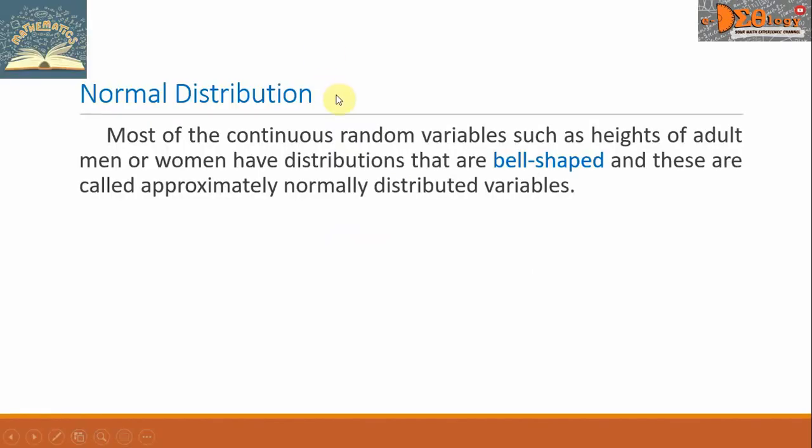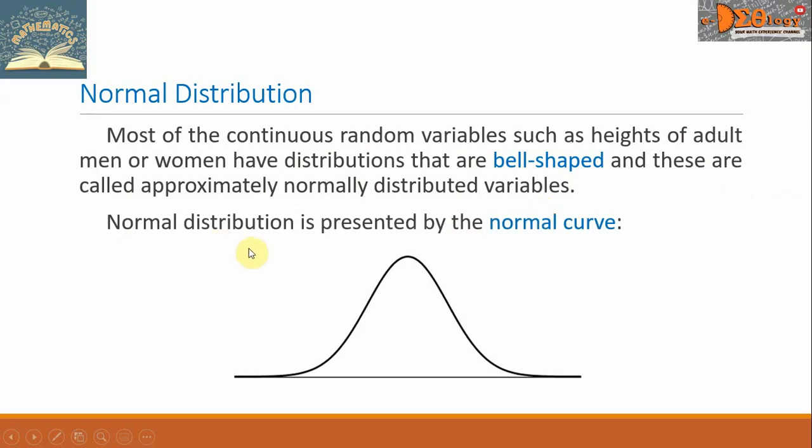Let us begin with normal distribution. Most of the continuous random variables, such as heights of adult men or women, have distributions that are bell-shaped. And these are called approximately normally distributed variables. Normal distribution is presented by the normal curve. This is the normal curve.